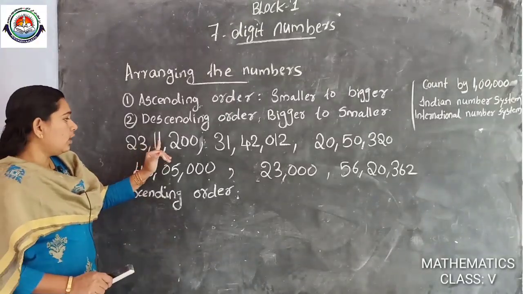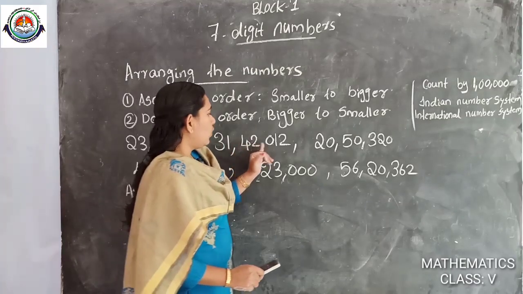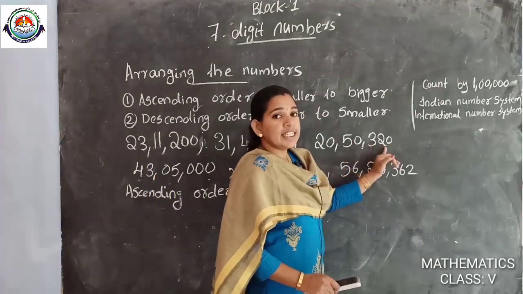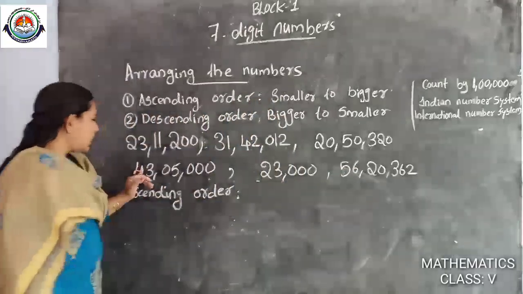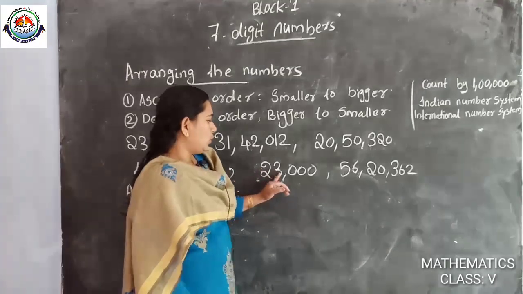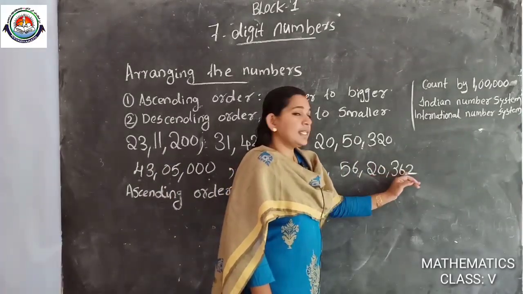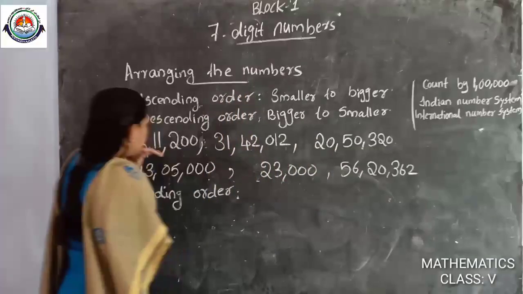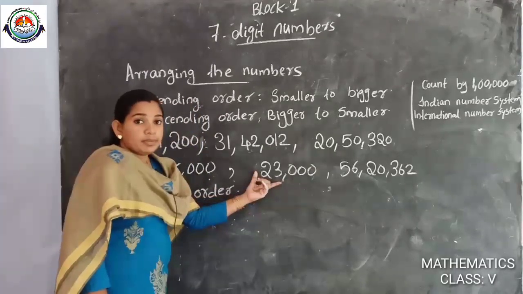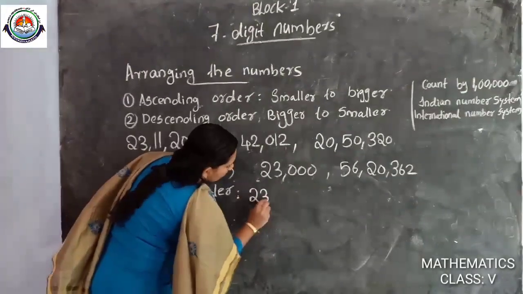1, 2, 3, 4, 5, 6, 7. Here 7 digits. 1, 2, 3, 4, 5, 6, 7. Here also 7. Here also 7. Here also 7. 1, 2, 3, 4, 5. Here 5 only. 1, 2, 3, 4, 5, 6, 7. So all the remaining numbers have 7 digits, but only here 5 digits. So this is the smallest number here. What is that? 23,000.